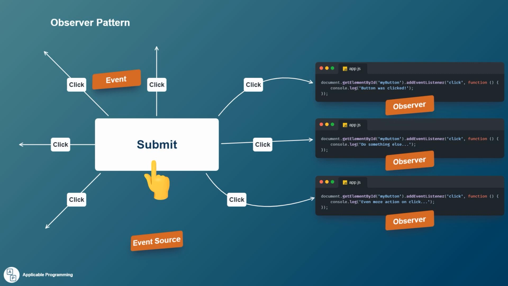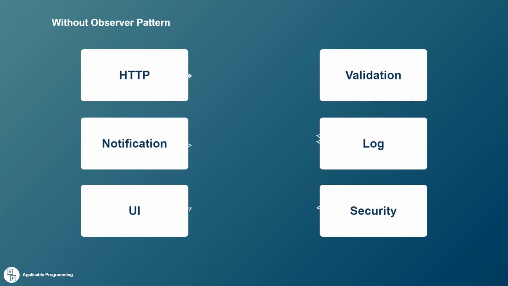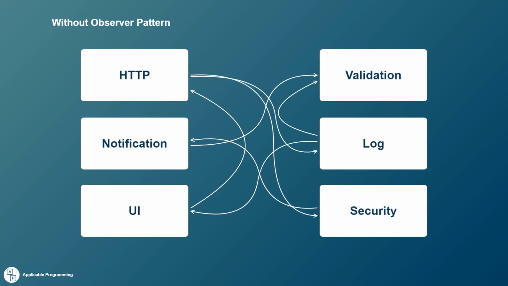But this pattern is used for more than just user interactions. When an application grows, especially a single page application, we will have a lot of modules talking with each other. Say we have HTTP, validation, notification, log, UI and security modules. How will they be connected with each other? We would have to hard-code some security check on each and every HTTP call, and then do some notification for the user, some change in UI, and log something to our logging service.